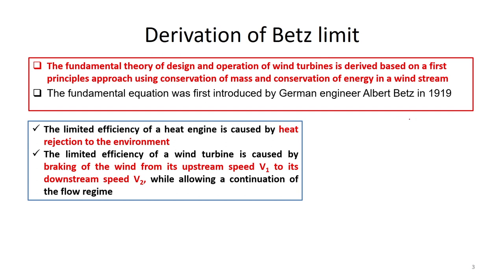Now, what could be the efficiency of conversion of a wind turbine? If we consider a heat engine, with the source at T1 and the sink temperature at T2, we can produce work. When heat is transferred from a source, we must have some heat rejection, and because of that we cannot have 100% efficiency in a heat engine. The limited efficiency of a heat engine is caused by heat rejection to the environment, so this part cannot be discarded.